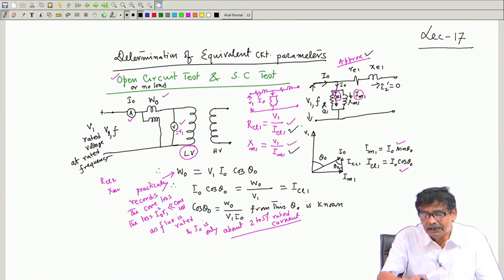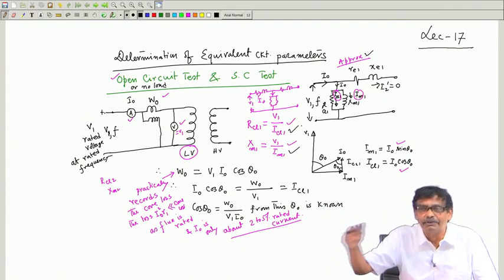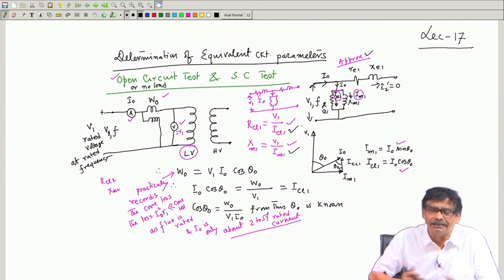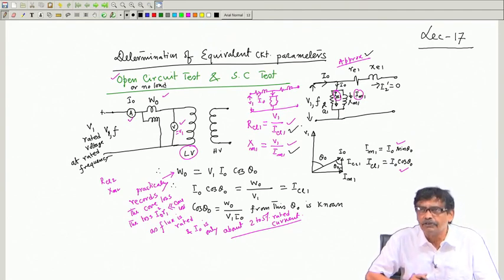You simply divide these quantities by a square and you will get Rcl2 and Xm2. Therefore, remember always that if you have determined some parameters with respect to a particular side, you need not carry out the test once again from the other side to determine the same parameters. The only thing is, there will be a multiplying or dividing factor of a square depending upon the situation.